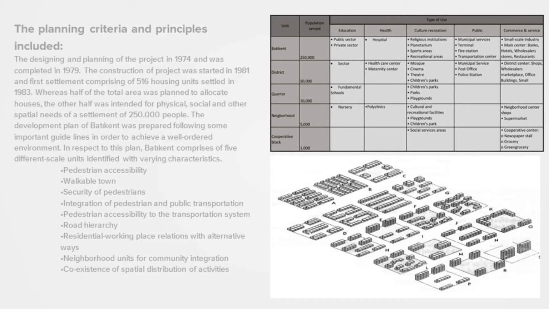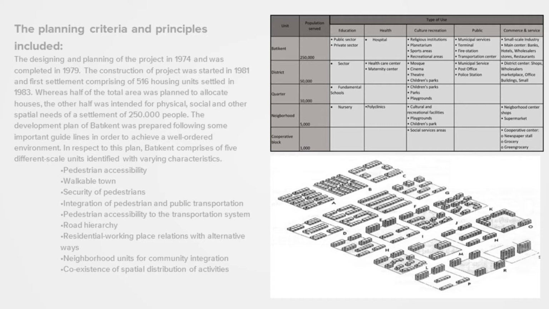Then the districts were divided into 5 for 50,000 people each. This also housed some educational sectors and some healthcare facilities, mosques, theaters, municipal services. Then the quarters served for 10,000 people capacity. Then also the neighborhoods for 5,000 people capacity, also with little polyclinics and also some minor cultural recreational activities. Then the cooperative blocks, which are the housing units, were for an average of 1,000 people each. These ones mainly had the small commercial services like newspaper stalls, groceries, and green grocery shops.